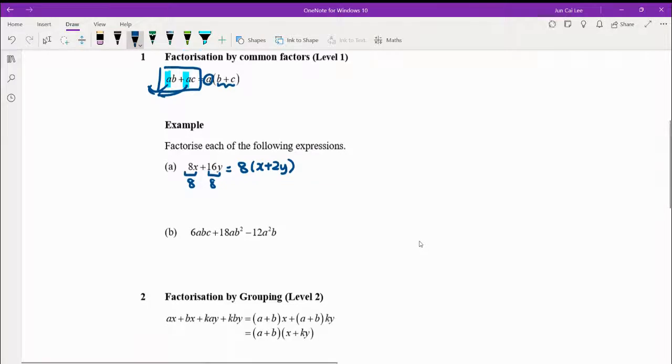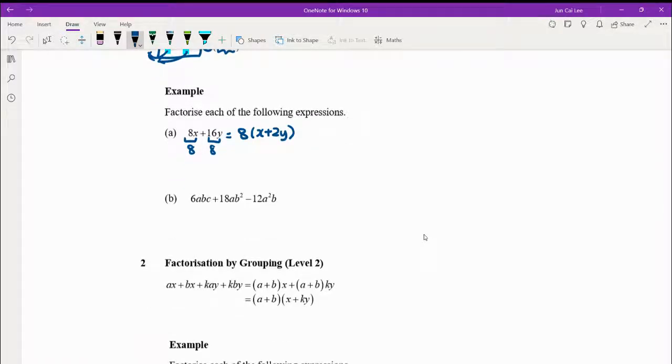B is a little bit complicated, where you have 6abc plus 18ab squared minus 12a squared b. With a quick glance, you can observe that each of these terms has a factor of 6, a, and b. So if you now take out that from all these three terms, what's left inside will be c from the first term. The second term, if you take out 6ab, you will be left with 3b. The third term, well, there's a 12, so 12 take out 6, you get 2. A squared b, if you take out ab, you are left with a. And with that, that is the end of the factorization.